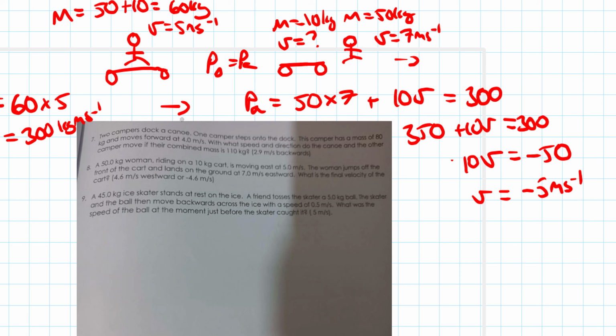Yeah, I think the answer in this question is wrong. I think the velocity is minus 5 meters per second. I'm not sure how you can get 4.6 from this. Although, if you know, in the comments let me know if there's a mistake in my calculations, but I believe that the trolley will move westward, which is correct, but at 5 meters per second, not at 4.6. I'm not sure how they got that one. But yeah, that's my solution to the question.